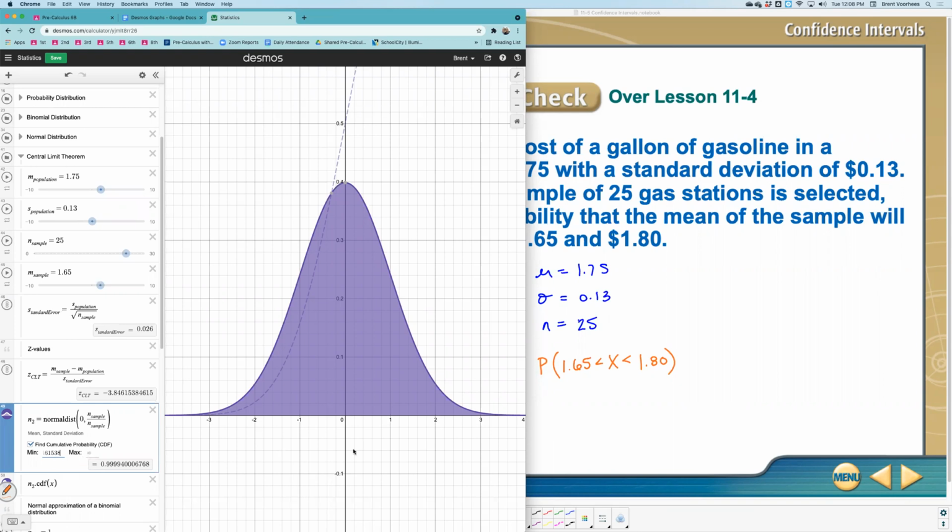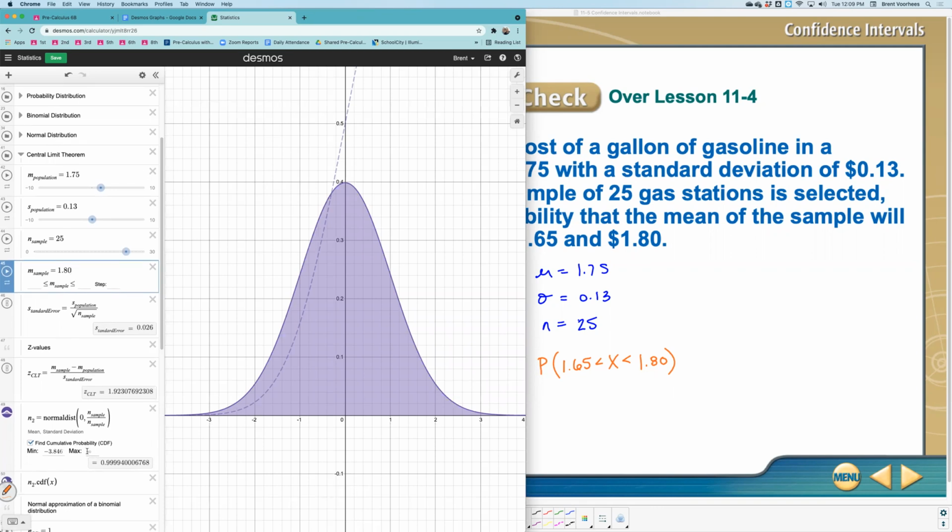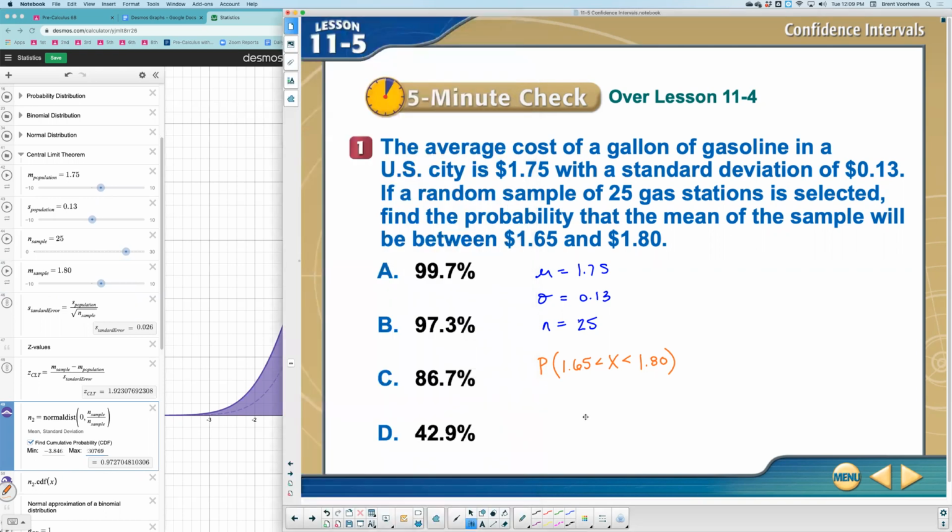And let's find out the maximum now. We want to know the maximum mean value of $1.80. So I'm going to come back over here and put $1.80. Standard error is still the same value, but this time the Z value would be 1.92. That would be the maximum. So let's type that in, 1.9230769. And we're getting pretty well that we have a 97.3% chance of having a probability in between $1.65 and $1.80. So 97.3 would be the correct answer here on number one.